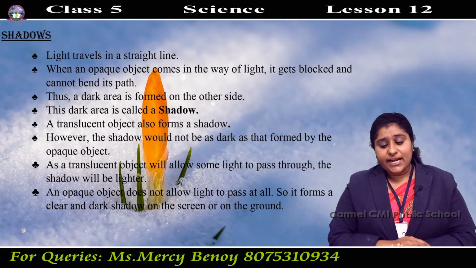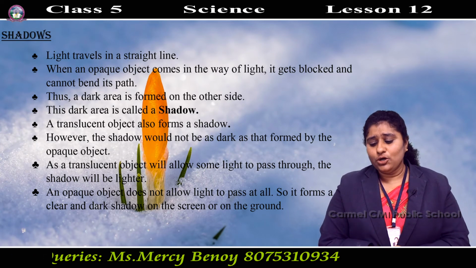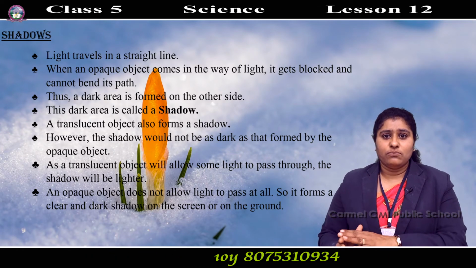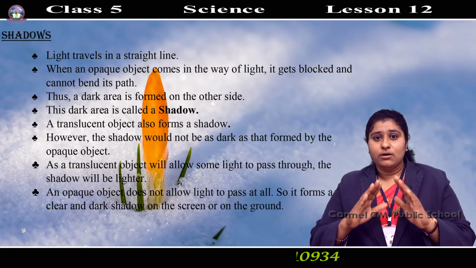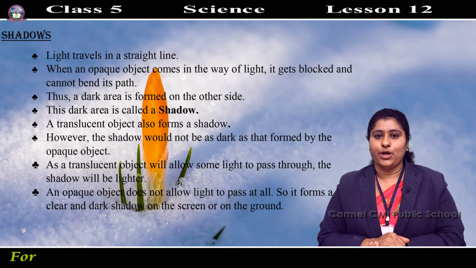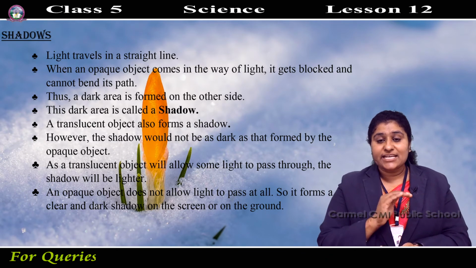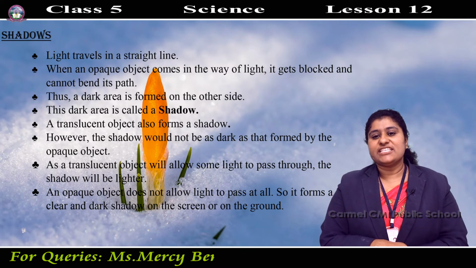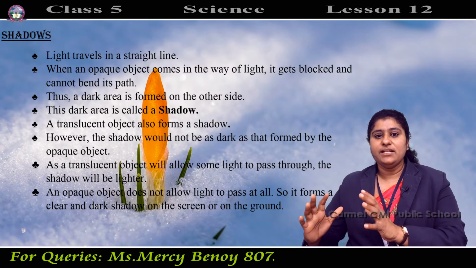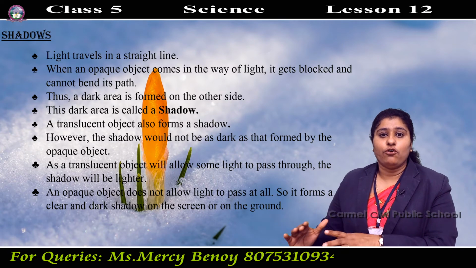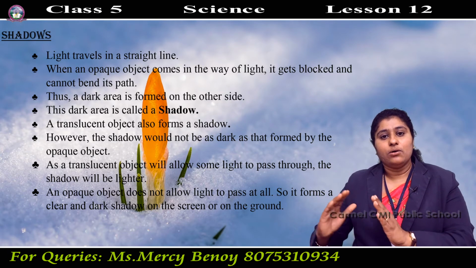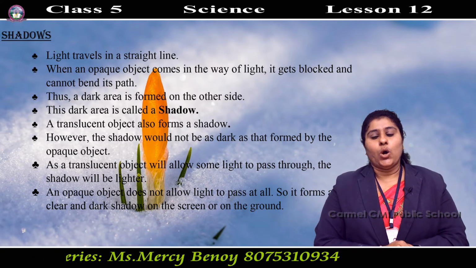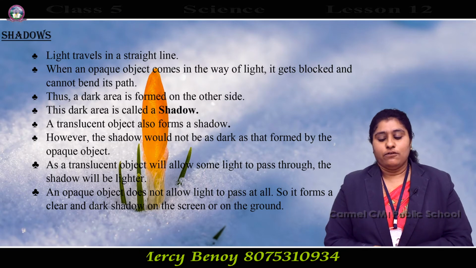Okay, then a screen should be present on which the shadow can form. What is a screen? The place where the shadow forms. Okay, so that is the screen, and that is the shadow. A screen should be present on which the shadow is formed. Screen means the place where the shadow forms, that is called the screen.